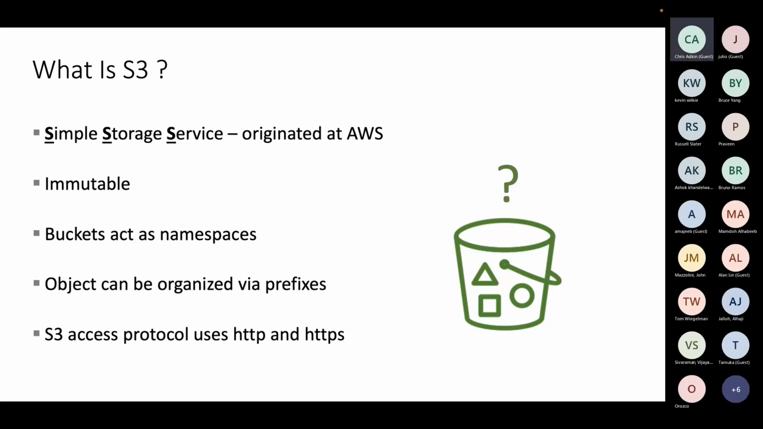It's immutable, so you create a file or an object in S3, and all you can do with it is basically create it in the first instance or delete it. You have these things called buckets, and a bucket is kind of like a namespace for containing your files and objects. Objects can be organized by prefixes. You can also have folders, and you access this via HTTP or HTTPS.